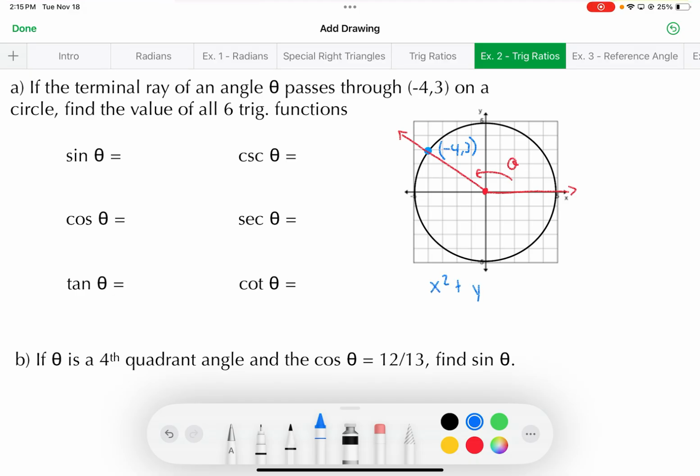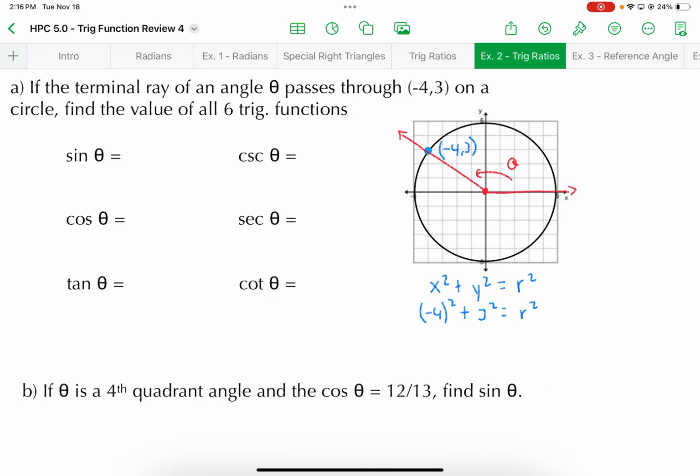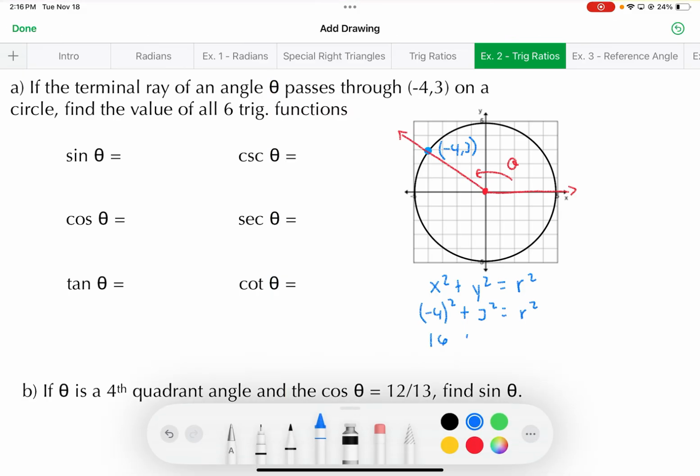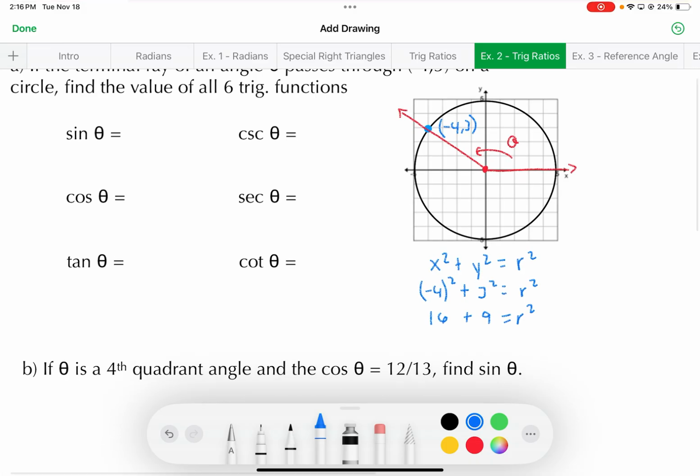We have it centered at the origin, so we can use x squared plus y squared equals r squared. X squared would be negative 4 squared. Y squared would be 3 squared. Simplifying that all down, 16 plus 9 equals r squared. 25 equals r squared. R is 5.